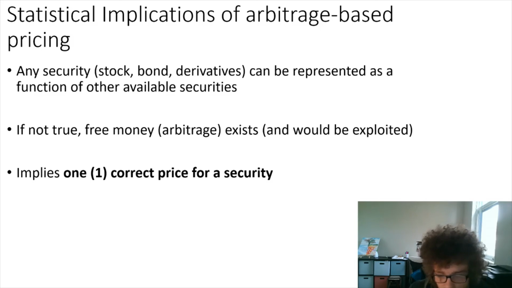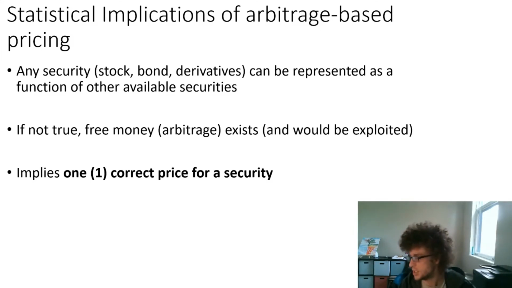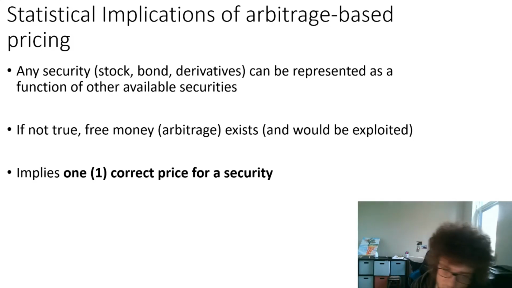When I talk about how we think about the statistics of looking at things like stock markets and models, we need to think about arbitrage-based pricing, the risk-free rate, and alternatives. Basically, the idea is that you can represent any kind of security or price as a function of other available securities. And if you find that something is not priced the way it should be, it's pretty much free money, or arbitrage.